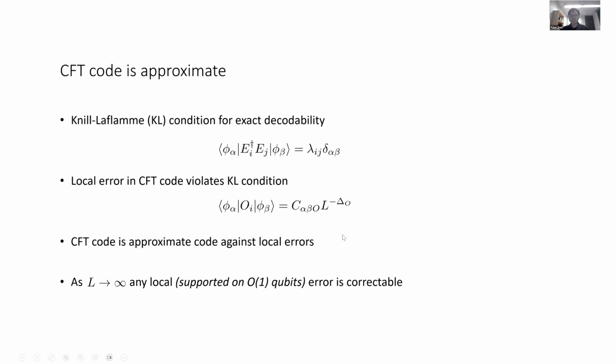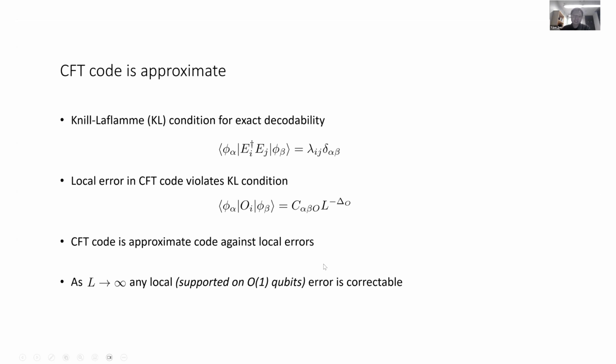But this approximation can be controlled by increasing the system size. When you make the system size larger and larger, you will see that the Knill-Laflamme condition, at least for this local error, becomes closer and closer to being satisfied. Because C is just one number that doesn't scale with system size, as long as you take L to infinity, this number always goes to 0. So the CFT code is an approximate code against local errors.